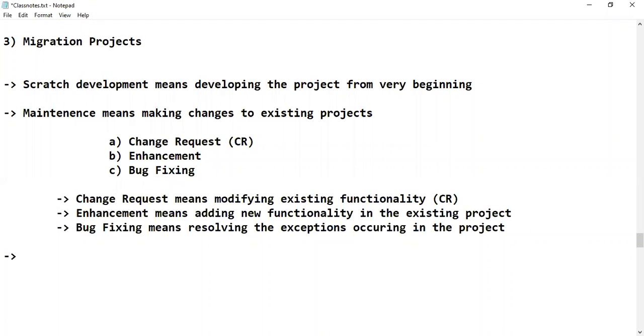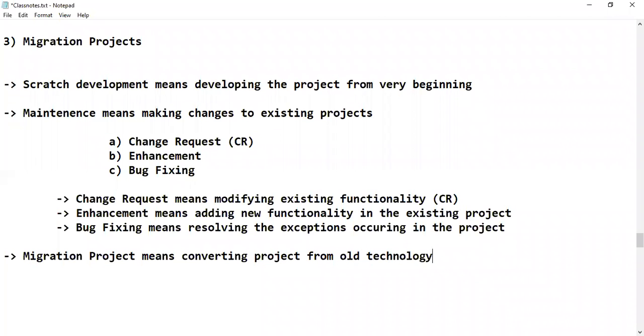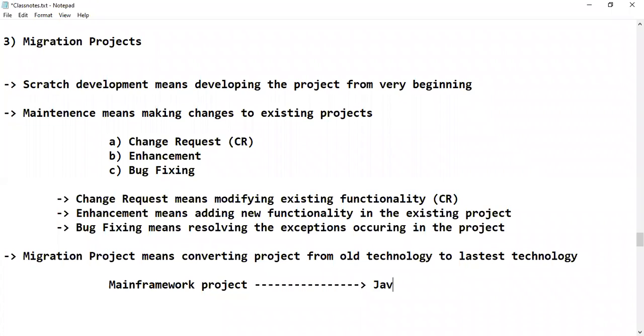Next one is migration project. Migration project means converting the project from old technology to the latest technology. Upgrading the project from old technology to latest technology is called migration. Earlier, so many projects were developed in mainframe. Mainframe projects we are migrating to Java projects, Spring Boot Java, right?